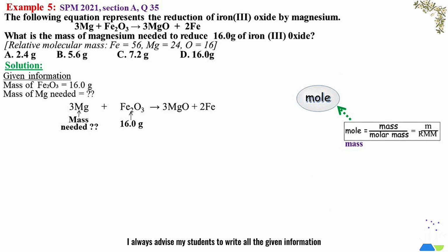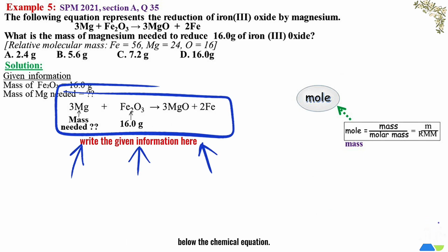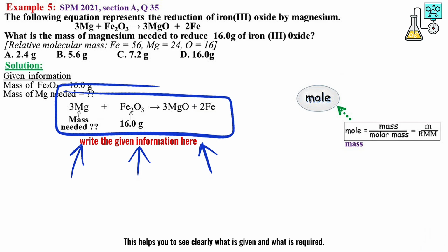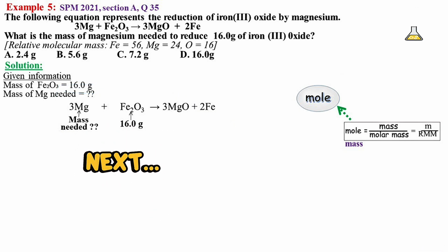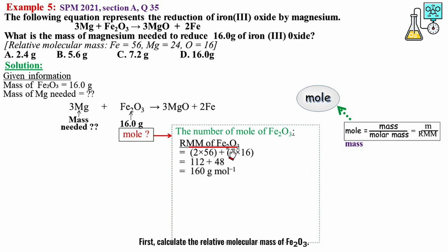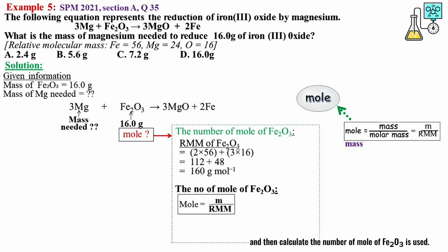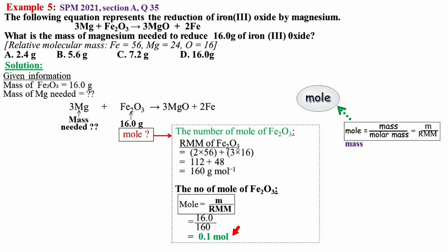I always advise my students to write all the given information below the chemical equation. This helps you to see clearly what is given and what is required. First, calculate the relative molecular mass of iron 3 oxide. And then calculate the number of mole of iron 3 oxide used.